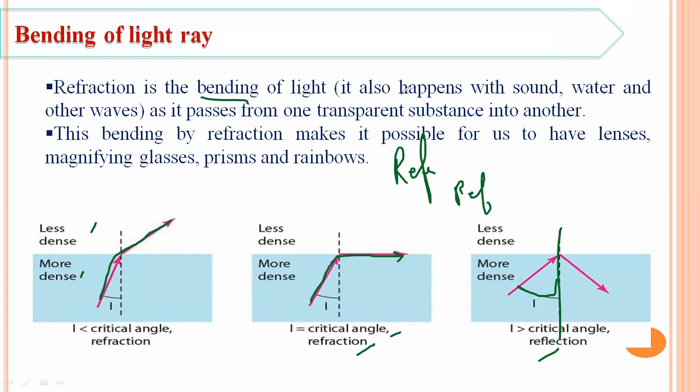Refraction is the bending of light, sound, water, and other waves as it passes from one transparent substance into another. This bending of refraction makes it possible for us to have lenses, magnifying glasses, prisms, and rainbows. Clear?